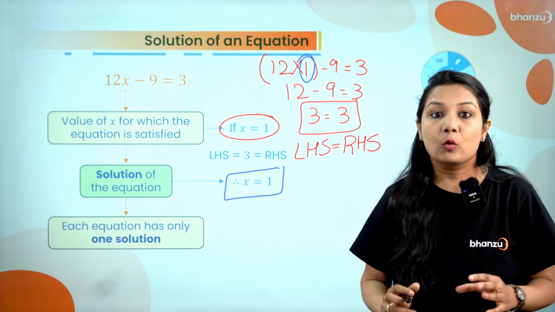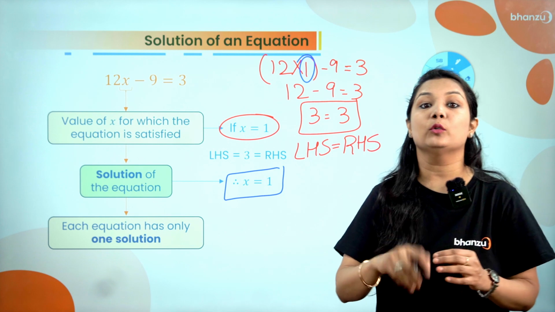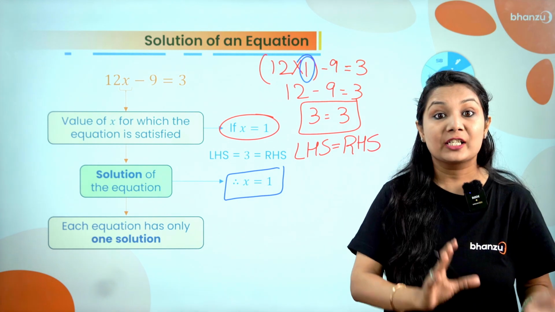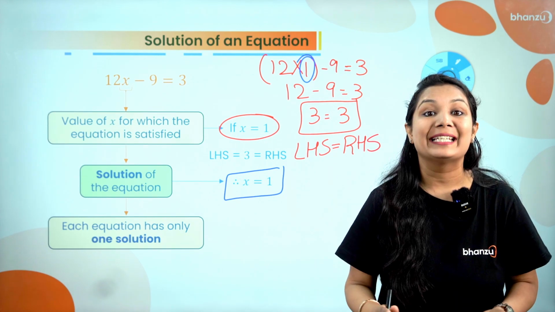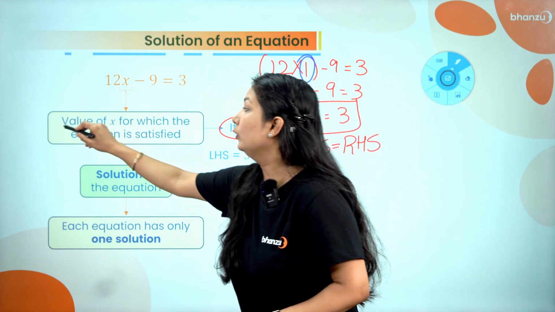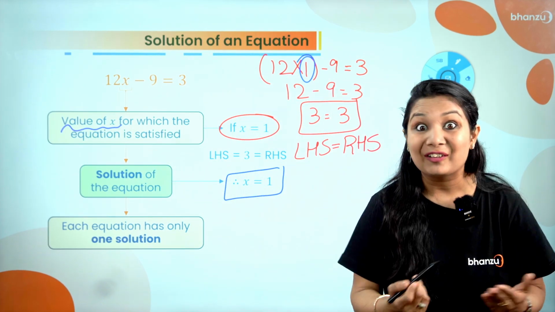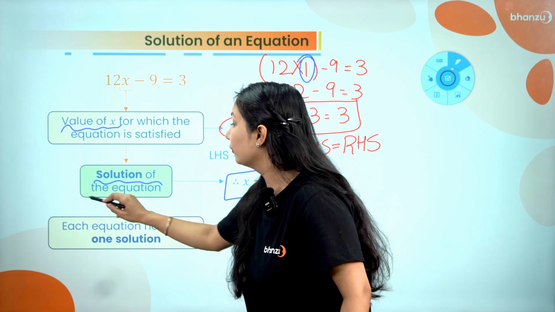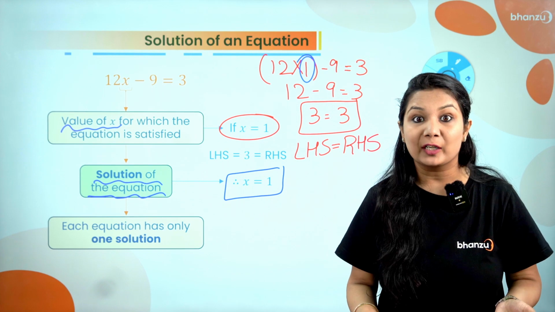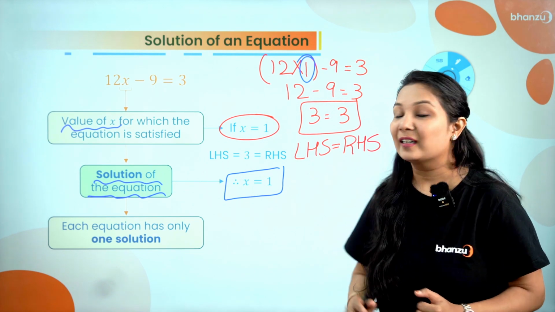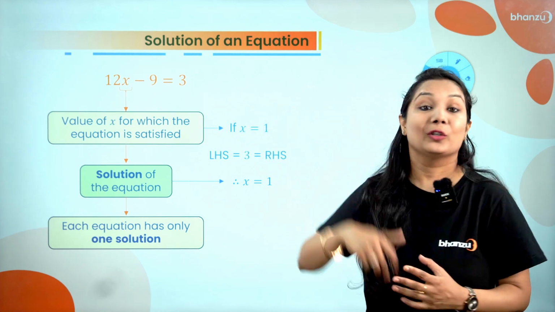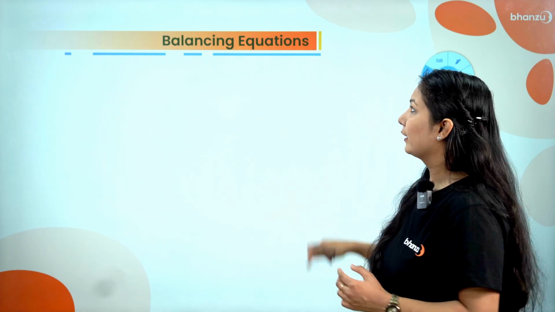So, now you got it? What's the solution? Whenever you substitute the value in an equation and you get RHS is equals to LHS, that means that particular equation is satisfied for that value of x, and that will be called the solution of the equation. So now everybody is clear what the solution of an equation is? Now we will learn how to solve equations to get its solution. So let's have a look at it.